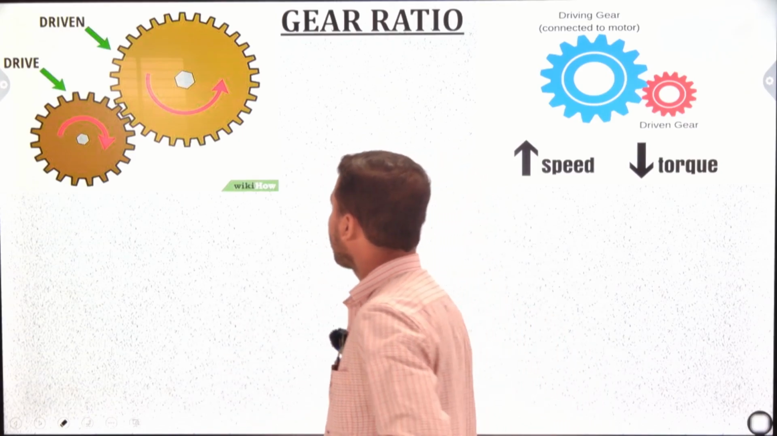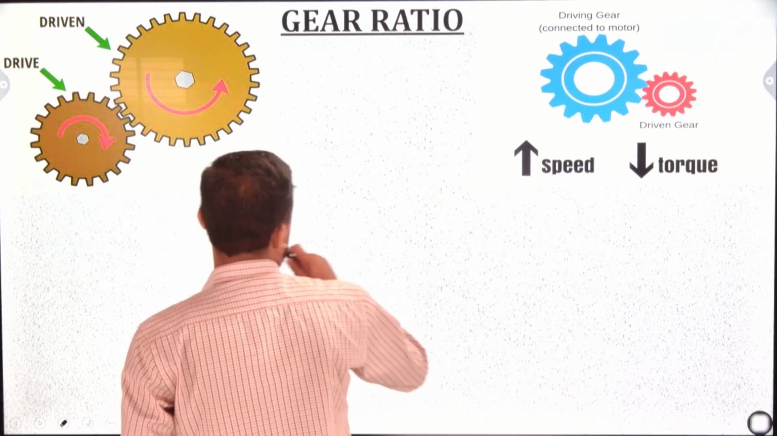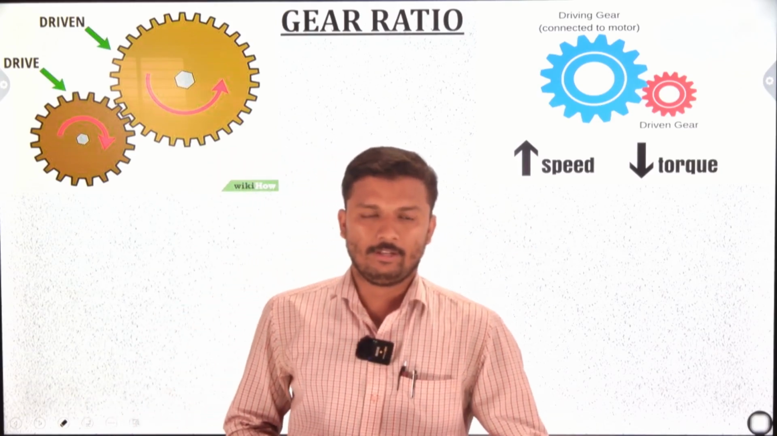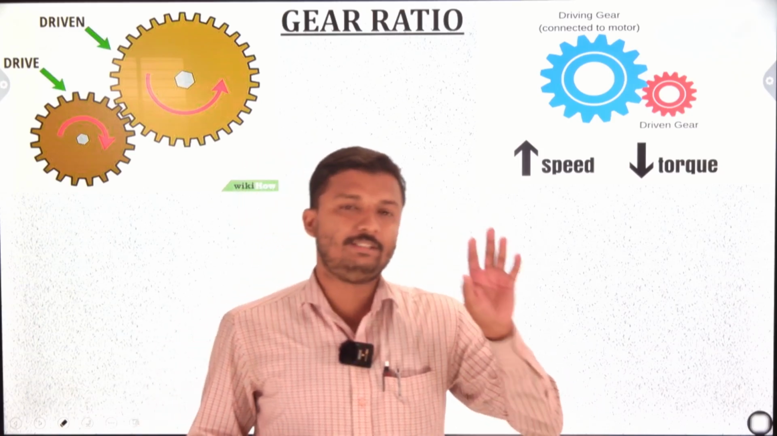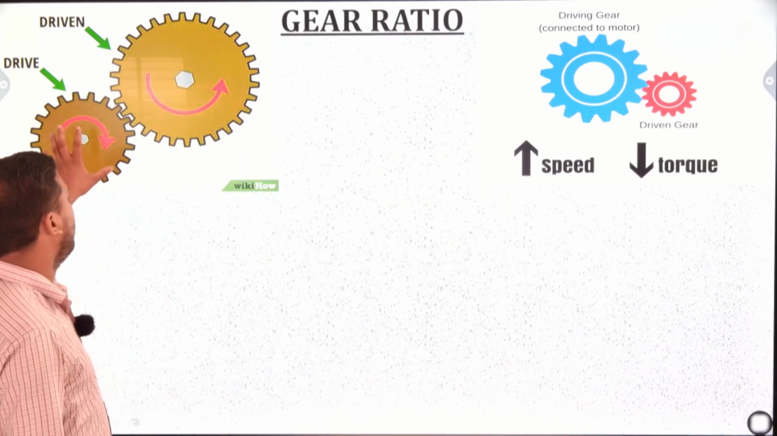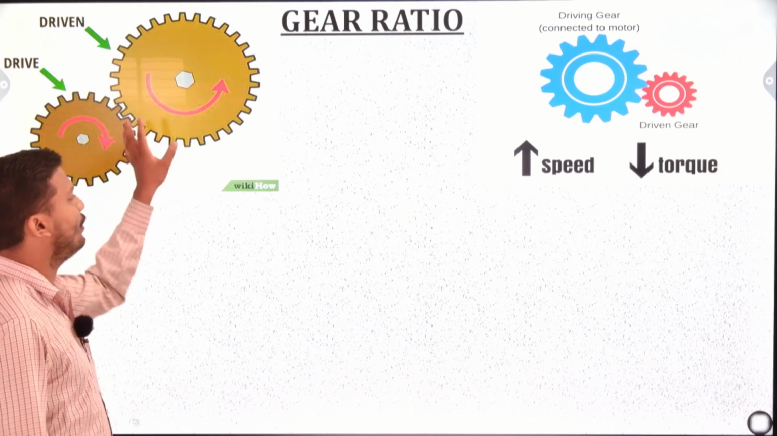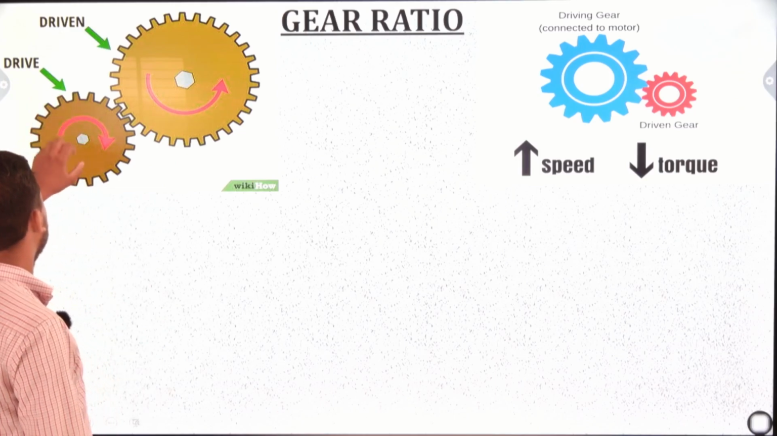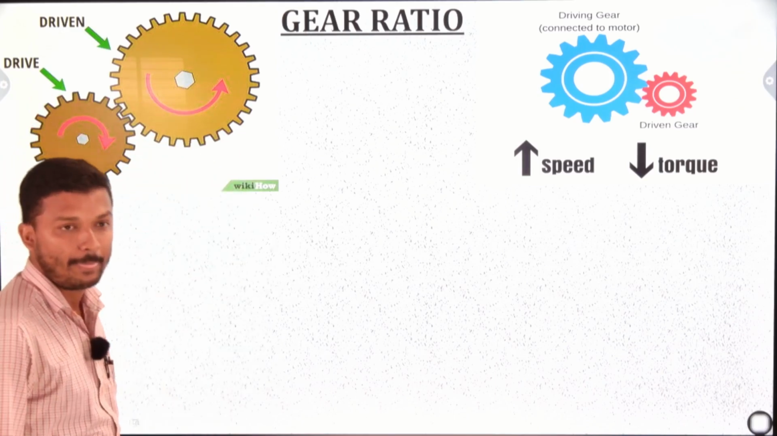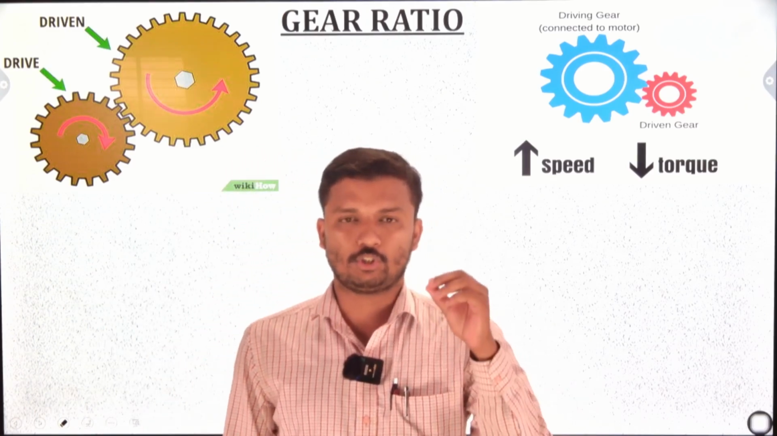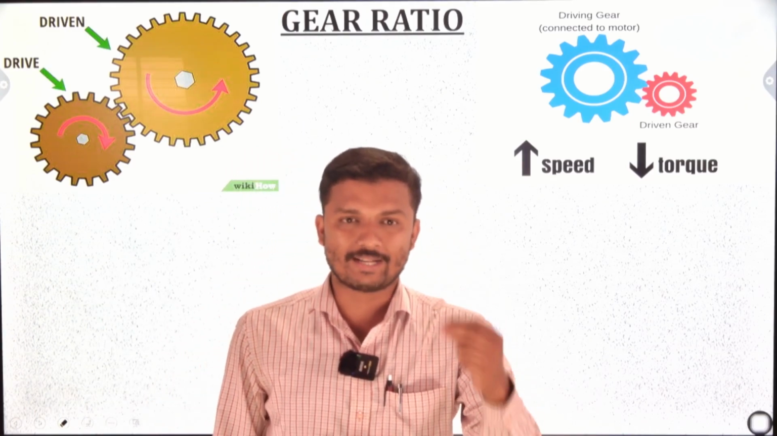First of all, the drive and driven part, speed and torque. Drive, this is only a pinion. This is one pinion, and this is another pinion. The size is different, but the main thing here is that one is drive and another is driven. Drive means the one to which the power or torque comes first.